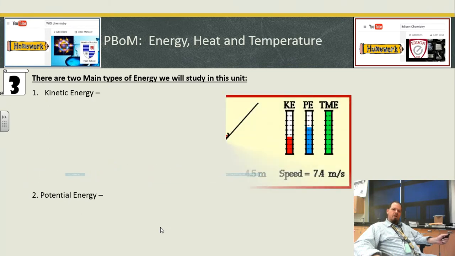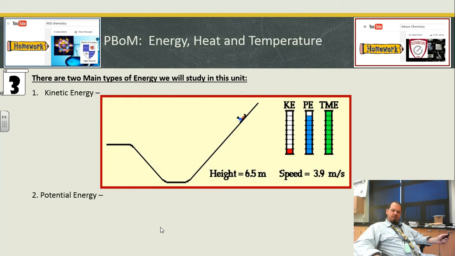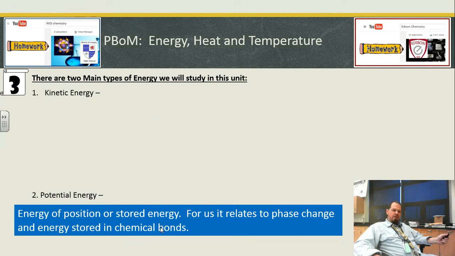Okay, potential energy. This is a different kind of thing. This is the energy of position, but that's more of a physics definition. This is the energy of position or stored energy. For us, this relates to what we call phase change and energies stored within chemical bonds. So, chemical potential energy is stored within chemical bonds, and then physical potential energy is more in the phase changes of liquids, or I'm sorry, of any substance.